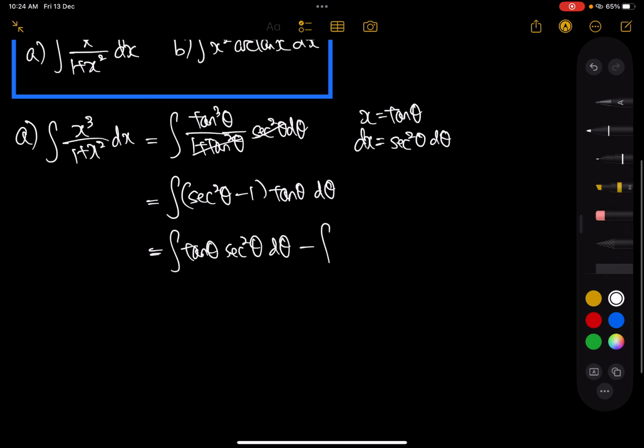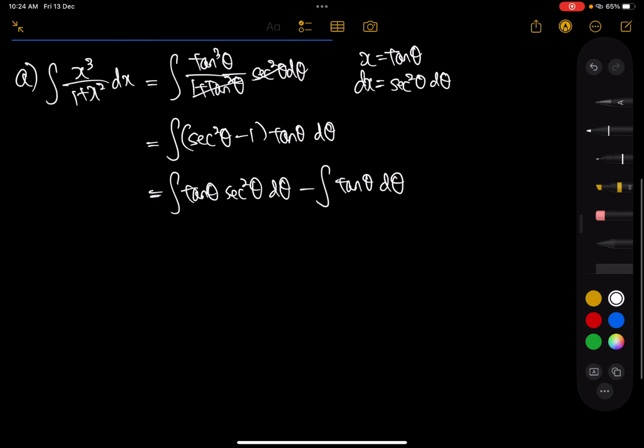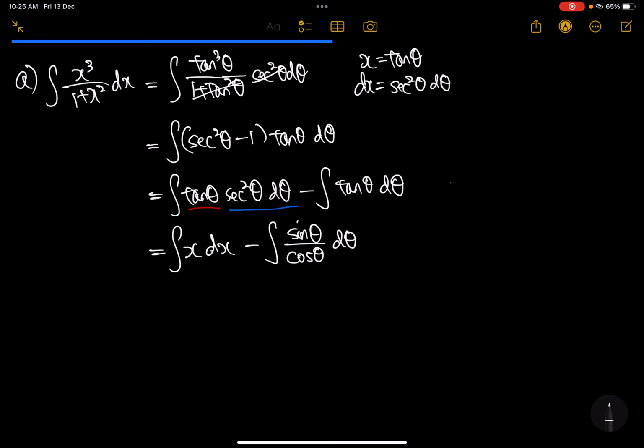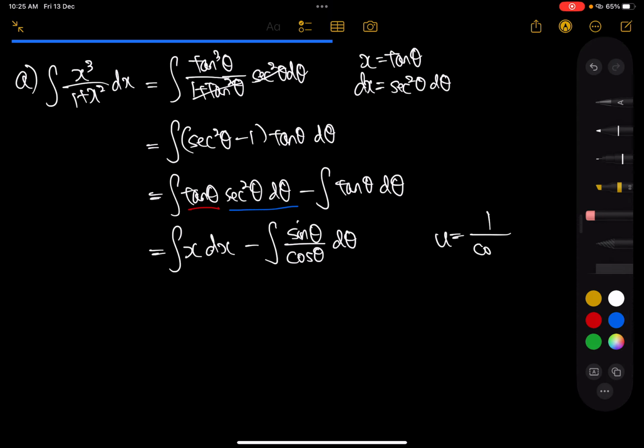This is all just really straightforward. Here we have x, and we have dx. So we get x dx minus sine over cosine, and then we could do another substitution here. So let's say u is just cosine.